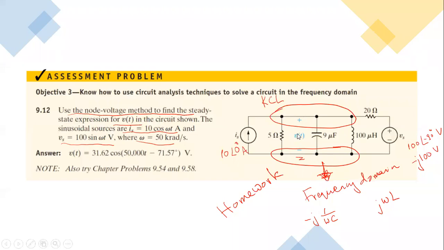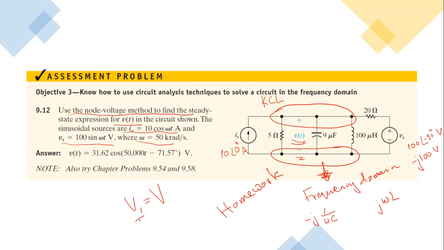So V of t will be the same as V1, which is the unknown voltage. You need to apply this current source going into, it will be -10, then V1 over 5, V1 over the capacitive reactance, V1 over the inductive reactance, and V1 minus J100 over the 20. And then you solve the equation for V1. If you find V1, this will be the same as the unknown V.